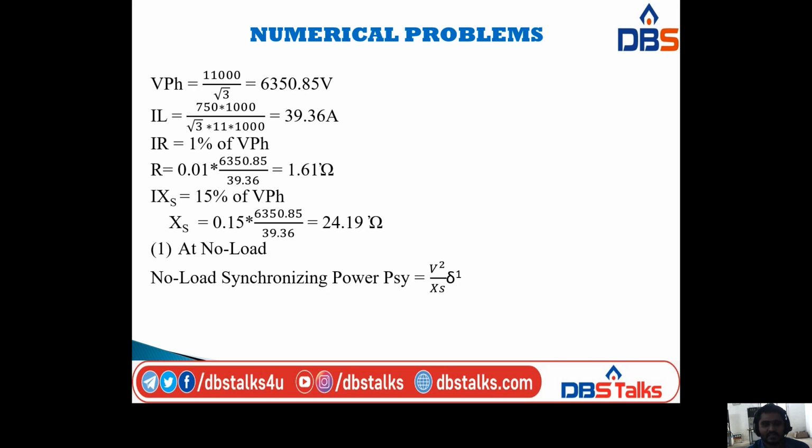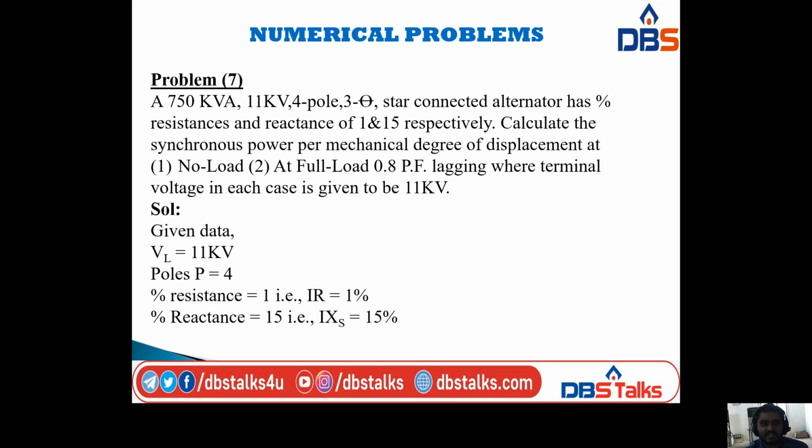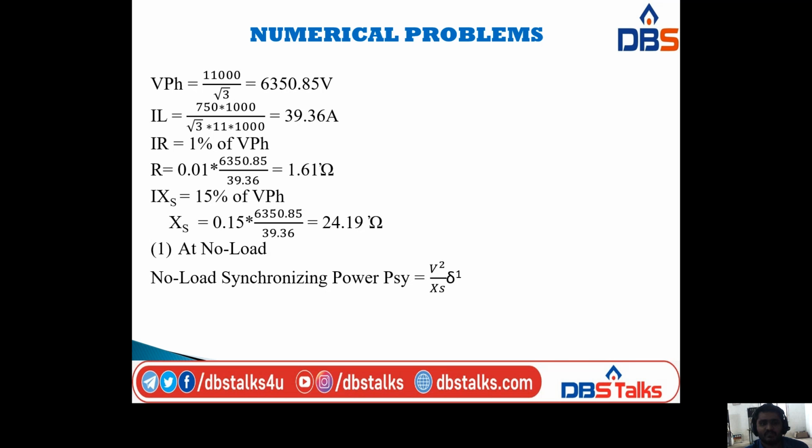So firstly we have to calculate the V phase value. In the problem they already gave the line voltage, that is 11 kV. By using that data we calculate the phase voltage: V phase is equal to 11 into 10 cube by root 3, that is 11,000 by root 3. We have the V phase value, that is 6350.85 volts. Using the formula kVA is equal to root 3 into VL IL, we calculate the IL value: IL is equal to 750 into 10 cube by root 3 into 11 into 1000, so the IL value is 39.36 amperes.